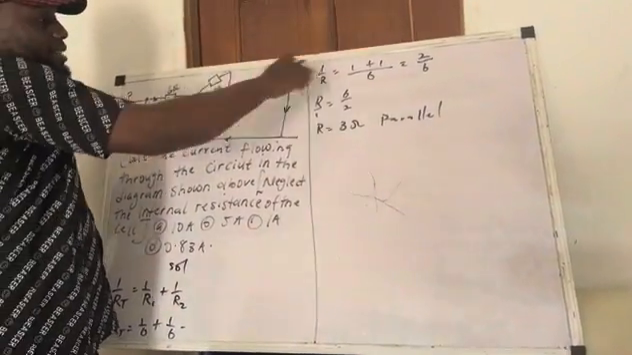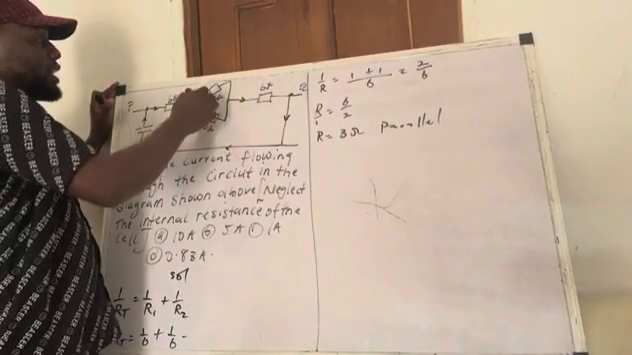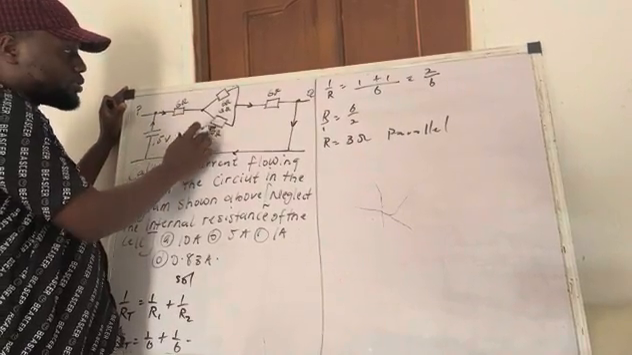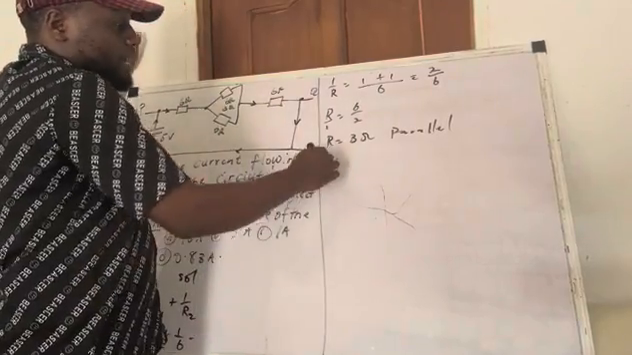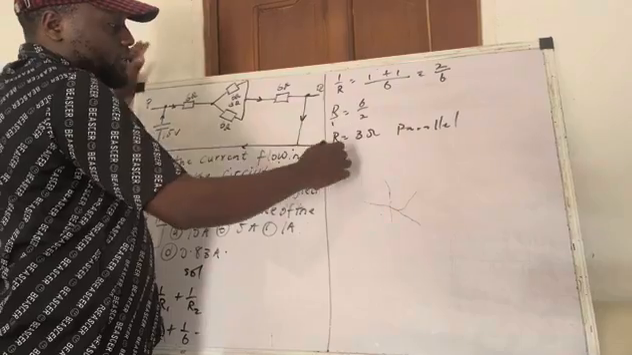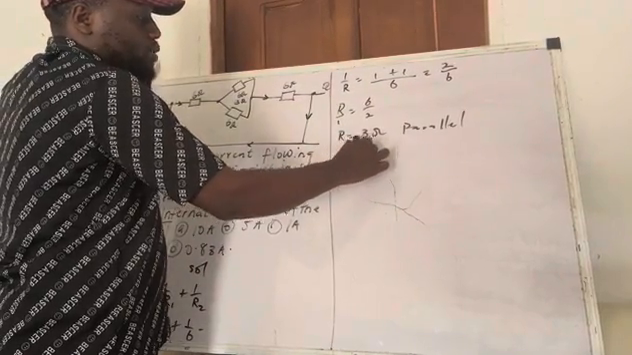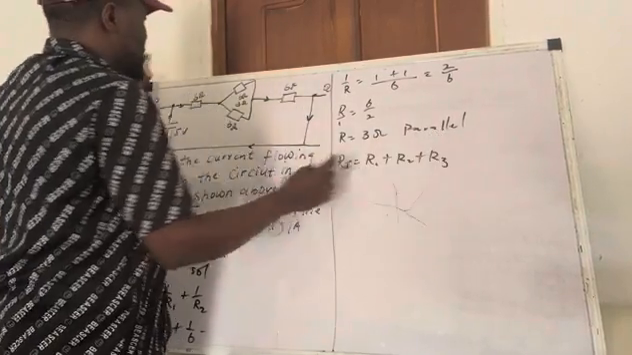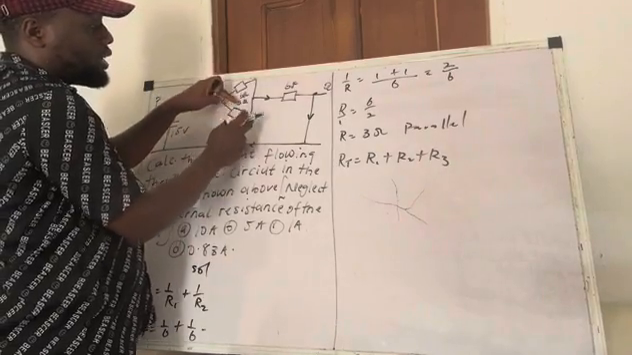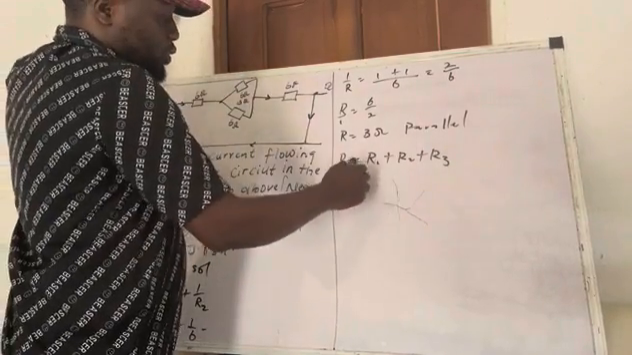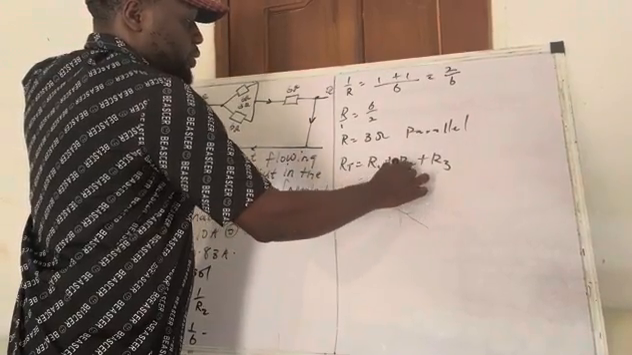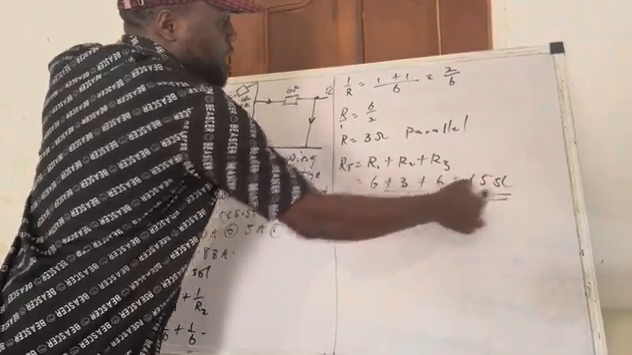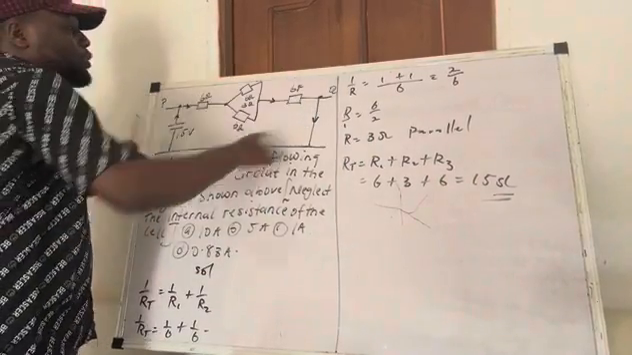Now we want to look at the total resistance in the full circuit. This diagram here has become 3 ohms, no longer 6 ohms and 6 ohms. So let's look at the total resistance in the full series connection. R total equals R1 plus R2 plus R3. So we have 6 plus 3 plus 6, and that will give us 15 ohms. The total resistance in this circuit is 15 ohms.